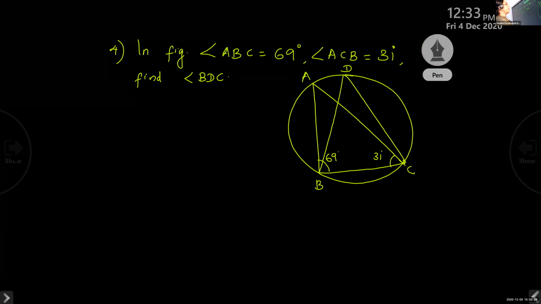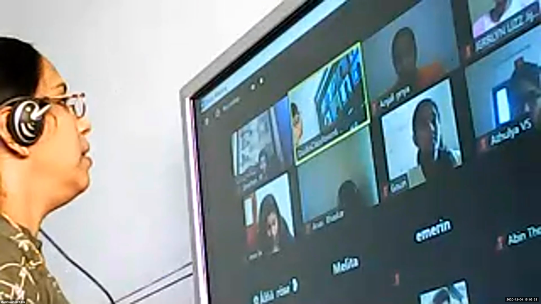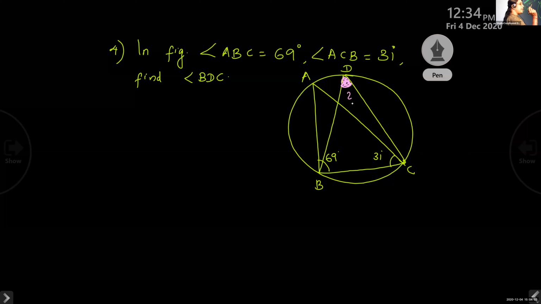Okay, children. See, look at the board now. It is angle BDC. We have to find this angle. Clear, children? Hello? Are you listening? Yes, ma'am. Okay. So we have to find that angle, angle BDC. It is very easy. If we find this angle, if any other way you find this angle, we can find that.